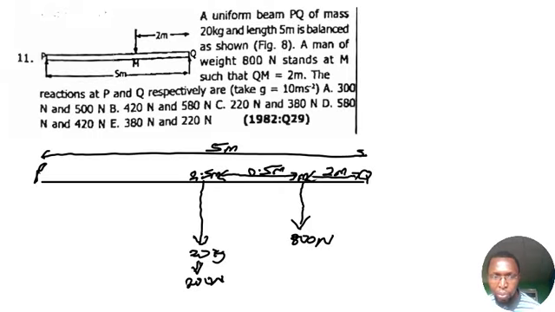So now the reaction at P and Q. Reaction means the force that is acting in the opposite direction. The actions are the weight of the object down, the weight of the man down. Now the beam will also react because they are sitting on it, so the force will be acting upward. Reaction at P is upward. Reaction at Q is also upward. As you can see in the diagram, the forces are acting upward. So what are the reactions at P and Q respectively?